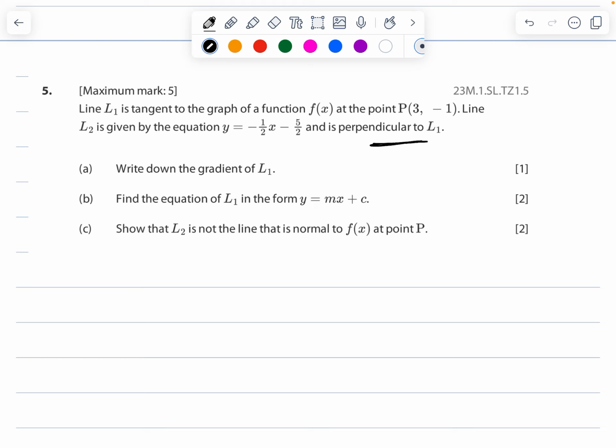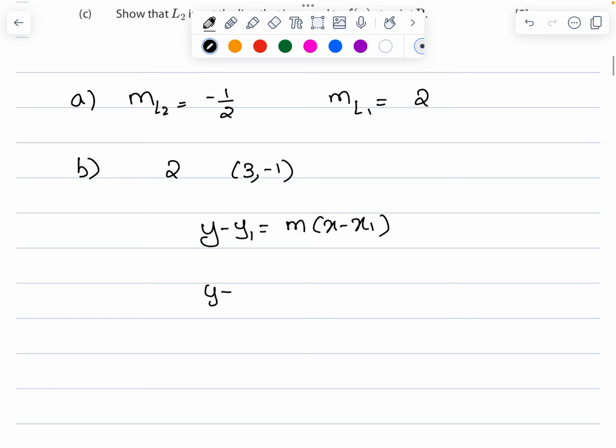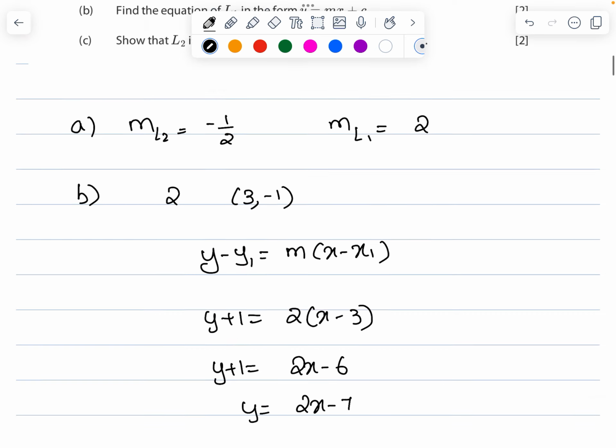So what will be the perpendicular gradient? The gradient of L2 is negative 1 upon 2, so the gradient of L1 will be positive 2. That is part A. Part B, write the equation. Now we know the gradient is 2 and it is passing through (3, negative 1). So what will be the formula? y minus y1 equals m times x minus x1. So y minus of minus 1 is plus 1, equals 2 times x minus 3. So y plus 1 equals 2x minus 6, and y equals 2x minus 7 is going to be the answer.